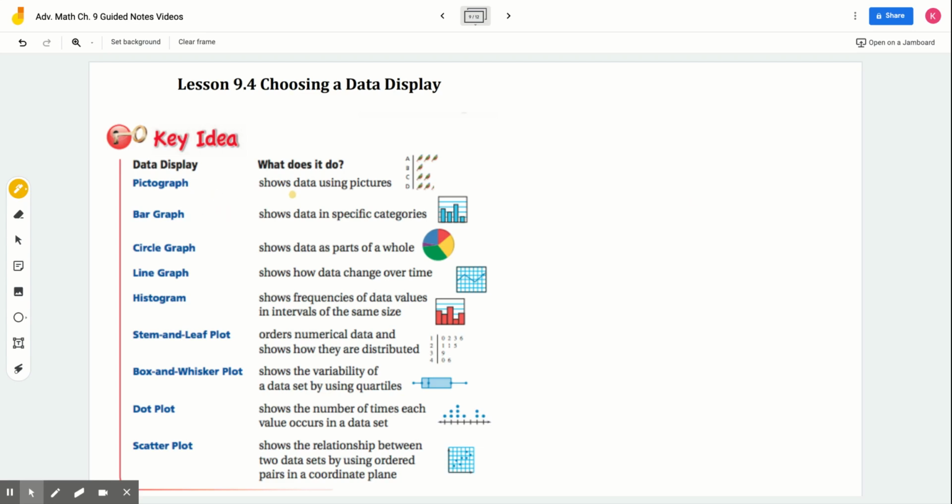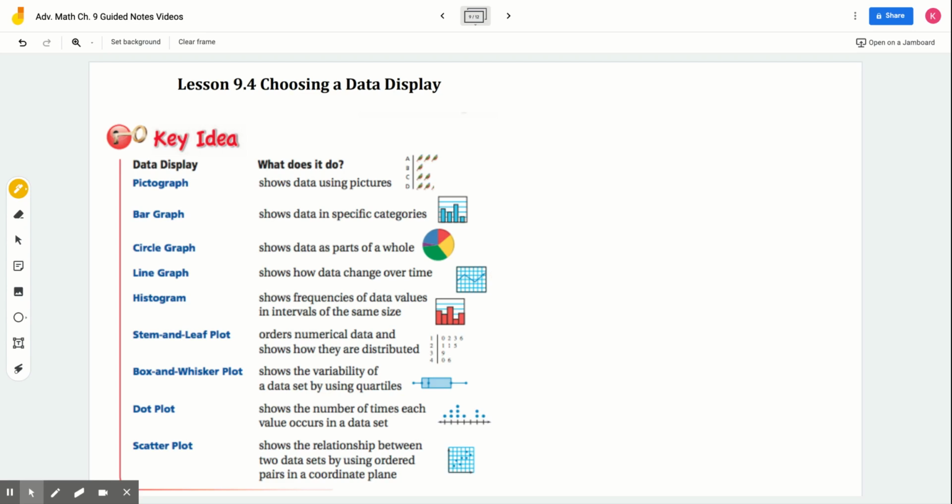So a pictograph uses pictures to show the data. A bar graph shows data in specific categories. A circle graph shows data as parts of a whole, so these are good for fractions or percentages. A line graph shows data and how it changes over time. So as the line continues across the graph, that's how time progresses.